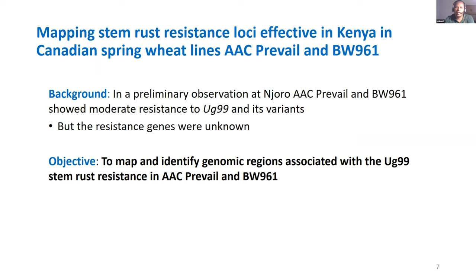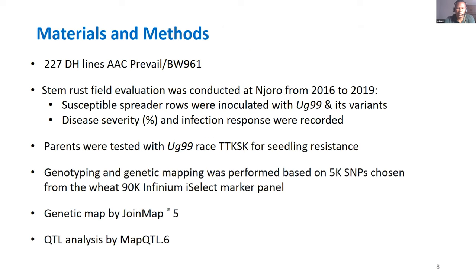So, the resistance genes were not known. The objective of this study was to identify genomic regions associated with UG99 stem rust resistance in these two lines. So we developed a double haploid population of 227 lines from the cross AC Previal by BW961. And stem rust field evaluation was conducted at Njoro from 2016 to 2019, for 4 years.